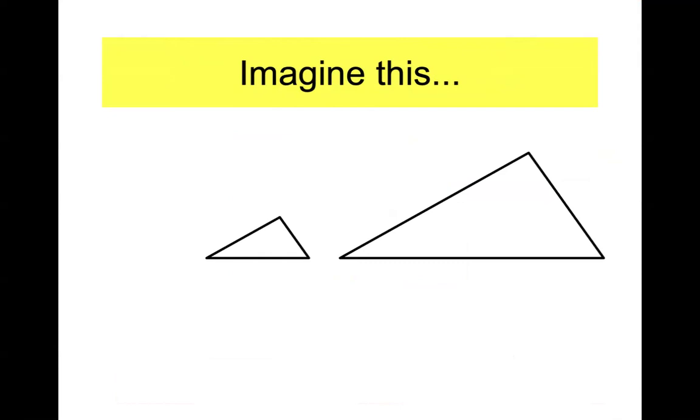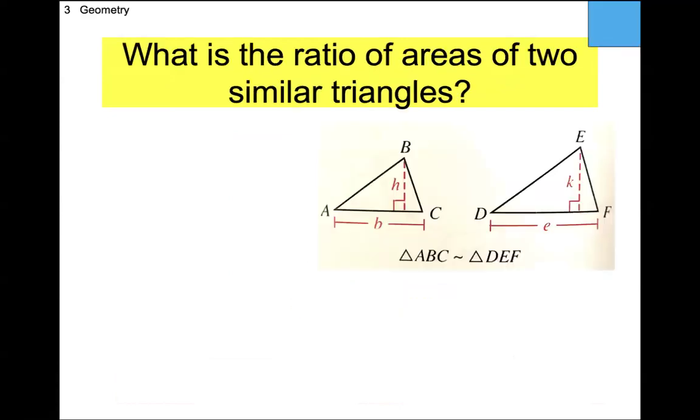But let's just say that the two triangles are similar. And then I'm going to do the same thing. So what is the ratio of their areas of two similar triangles? They don't share common bases. They don't share common heights. Okay, so ratio of the small triangle to the big one.